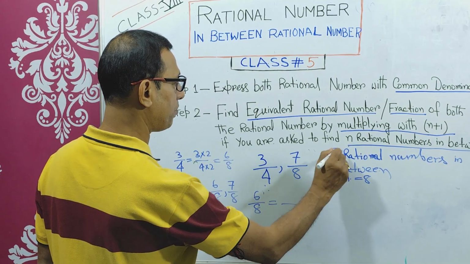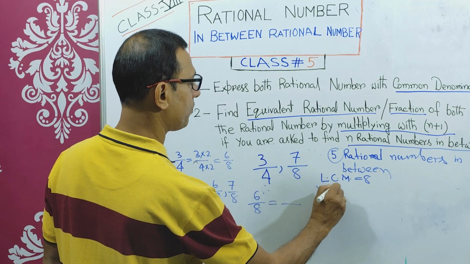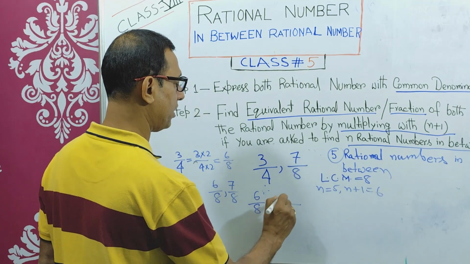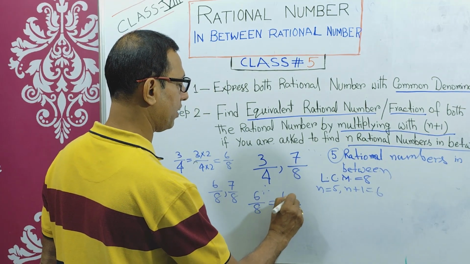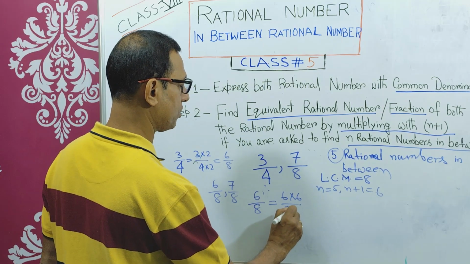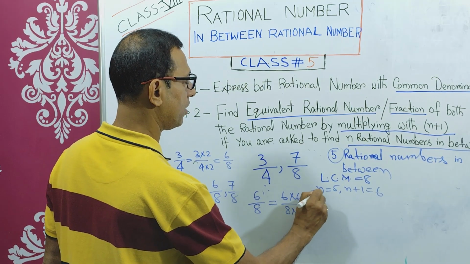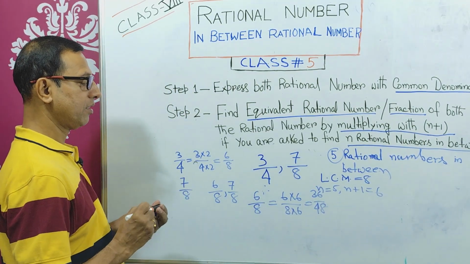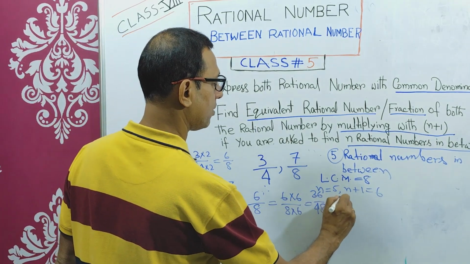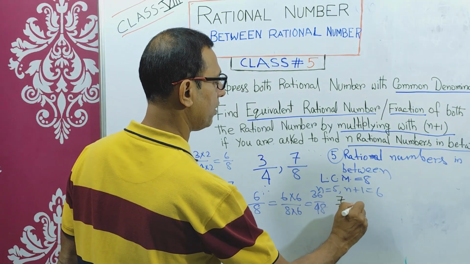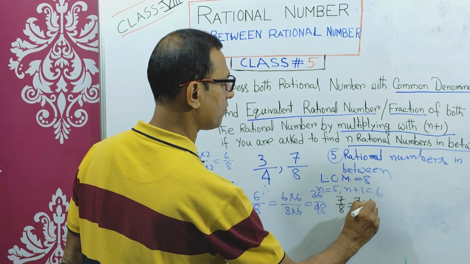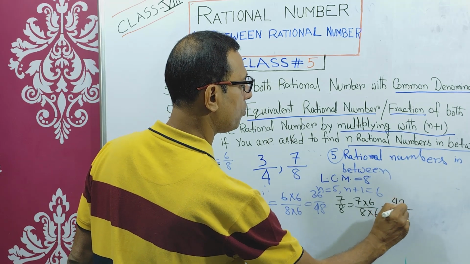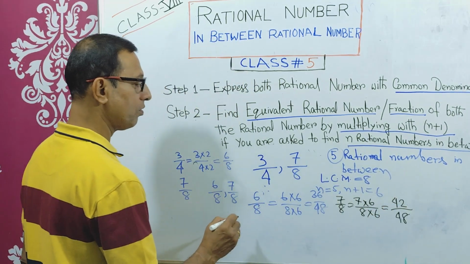You multiply with 5 plus 1. N equals 5. So n plus 1 equals 6. That means you will multiply with 6, both the numerator and denominator. 6 into 6 by 8 into 6 equals 36 by 48. Another number is 7 by 8. Here also what you will do? 7 into 6 by 8 into 6 equals 42 by 48.